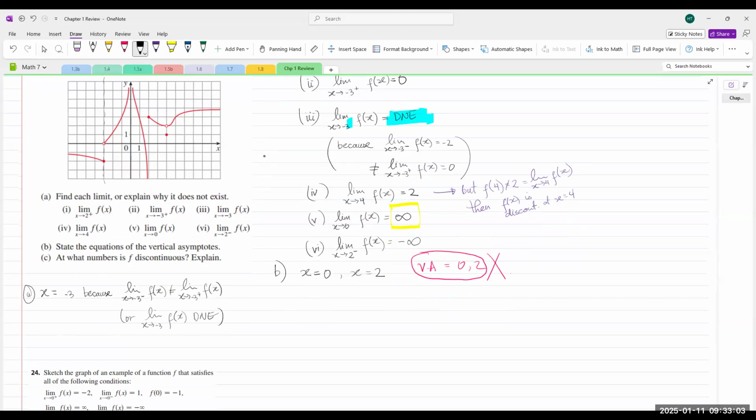That's one of them. Second, it also discontinues at x equals 0. Why? Because the limit exists. Actually, the limit is infinity. Some people call that exist, some people call that not exist. But for sure, because 0 is not in the domain. Or you can also say that f(0) is undefined.